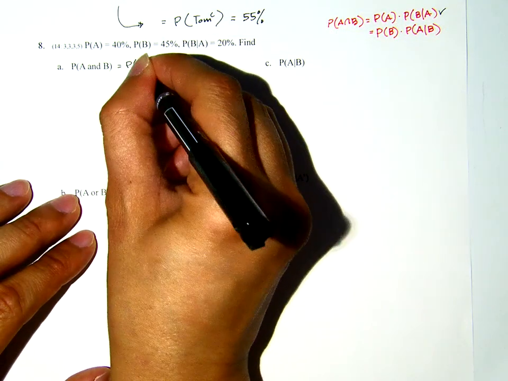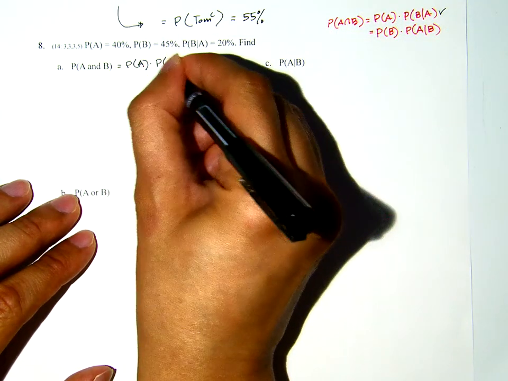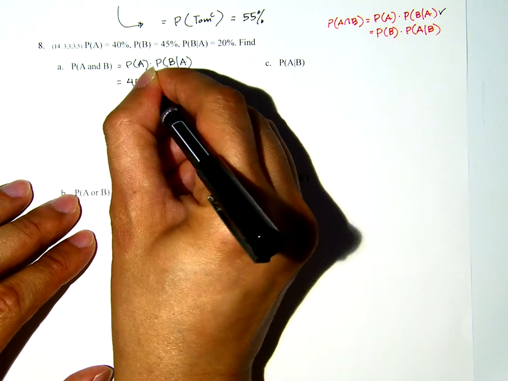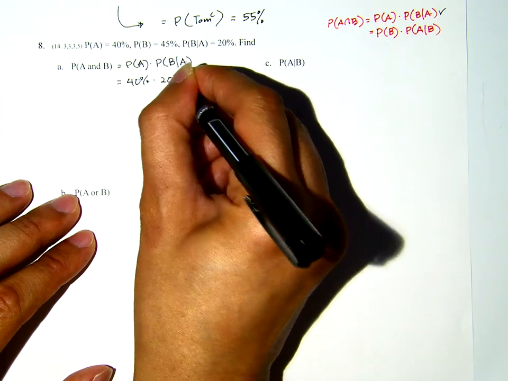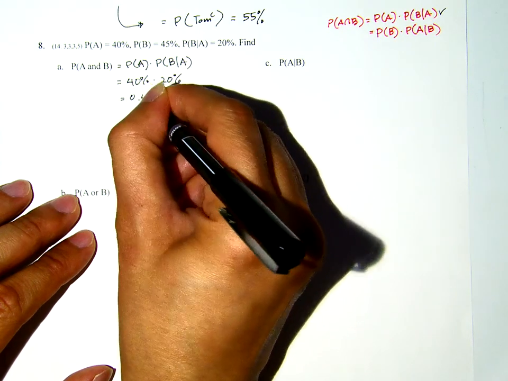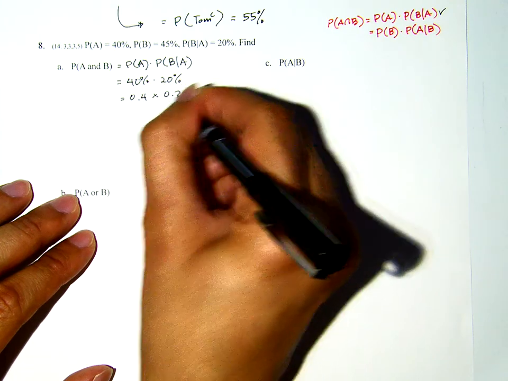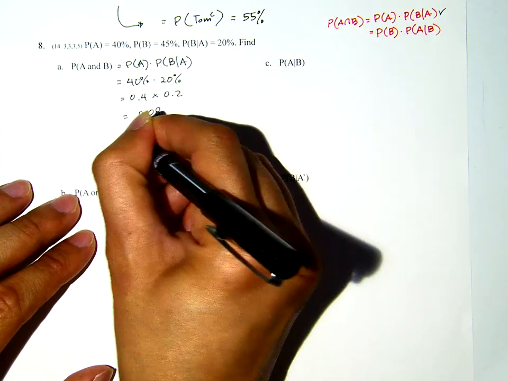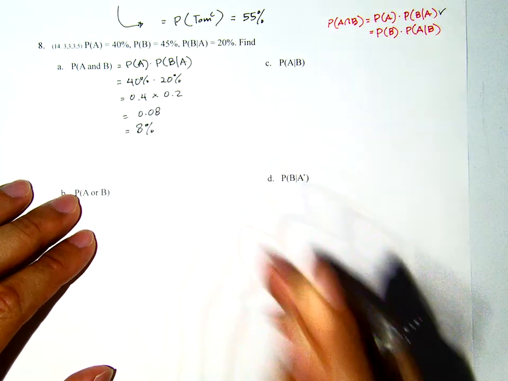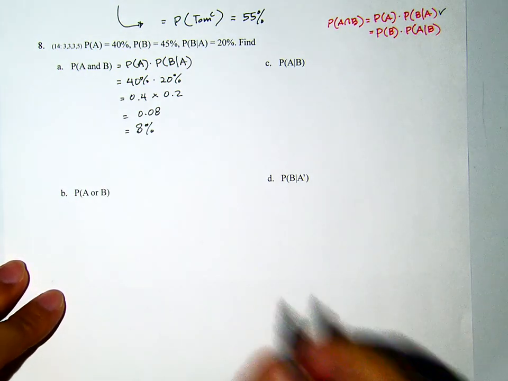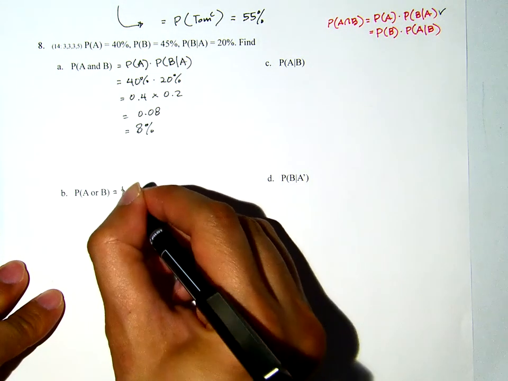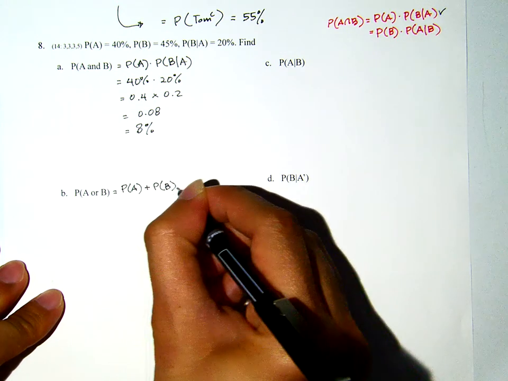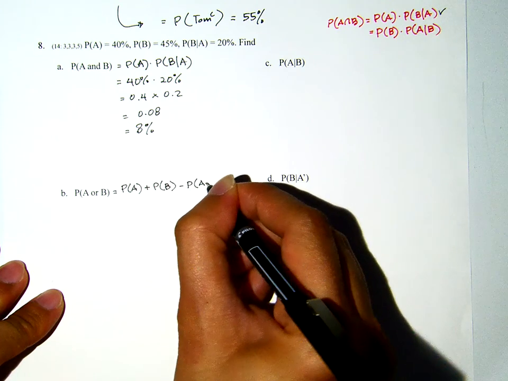The probability of A times the probability of B given A. That's 40% times 20%, 0.4 times 0.2. 4 times 2 is 8, two decimal places, that's 0.08, which means this is 8%. Part B, probability of A or B, that's the probability of A plus probability of B minus probability of A and B.